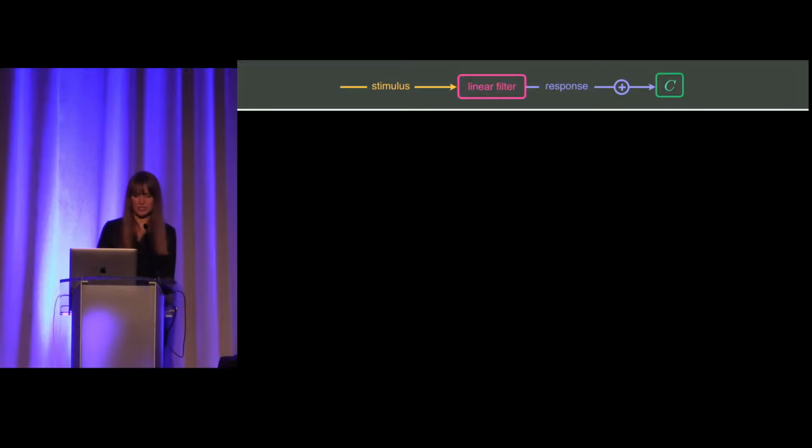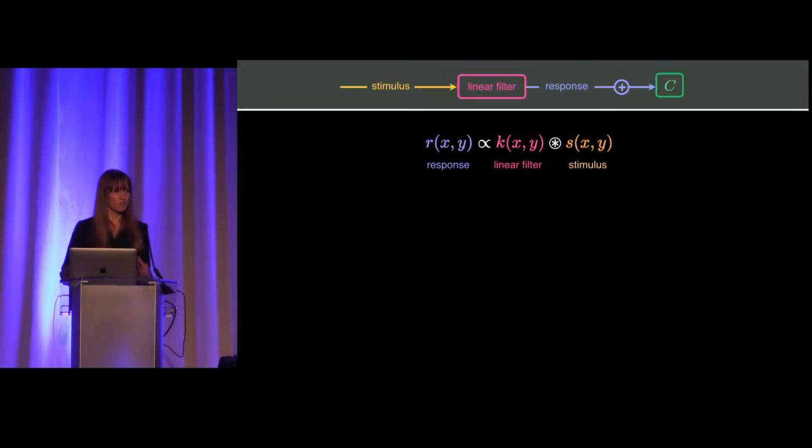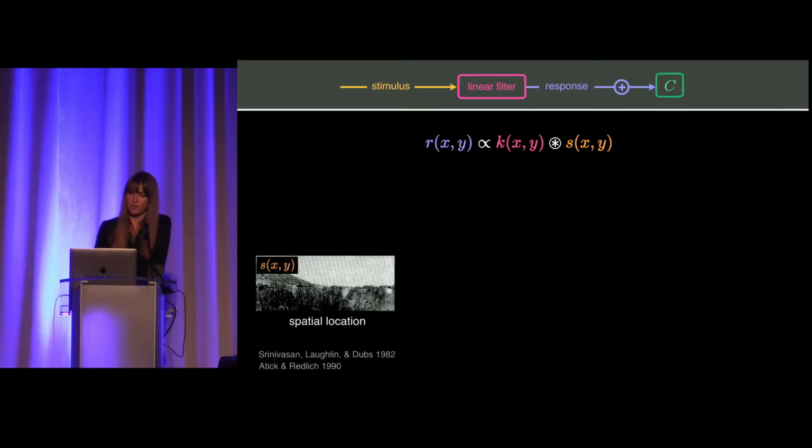So if we start to formulate this same problem in the context of a linear filter, then we might want to think about a stimulus that, say, depends on 2 dimensions of space. This might be an image. And we can think about convolving that image with a linear filter like a receptive field to produce a response that depends on space.